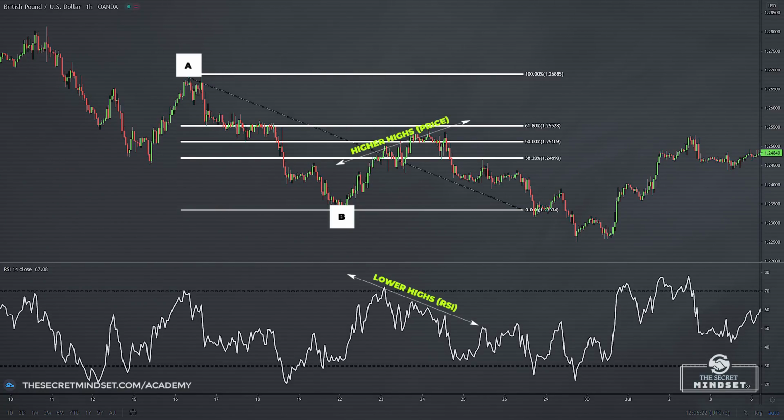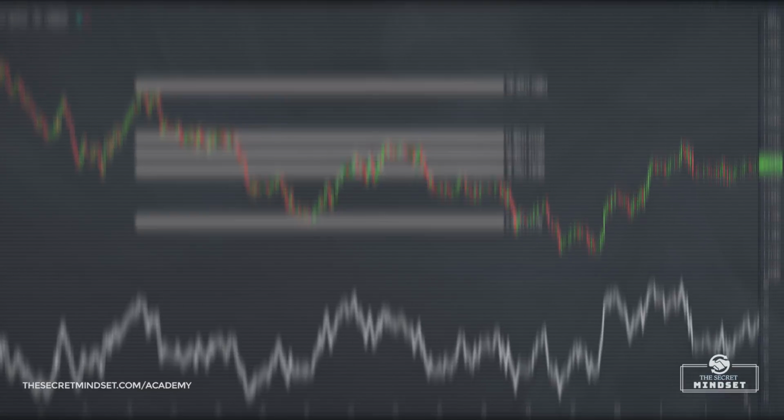The RSI is showing divergence, which is a bearish signal as well. Price makes higher highs, but the oscillator makes lower highs. This means momentum is slowing, and slowing momentum into a resistance level is a good recipe for a trading opportunity.